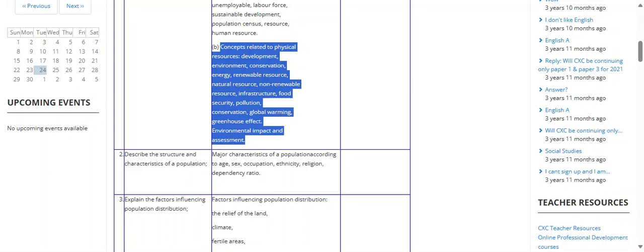So, the question of the day is: list the main physical resources of your country and identify their uses. Type in the comment below. Identify the various ways by which land can be renewed. There are a lot of ways by which land can be renewed. Type in the comment below.